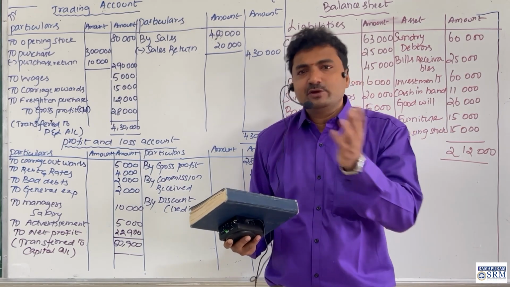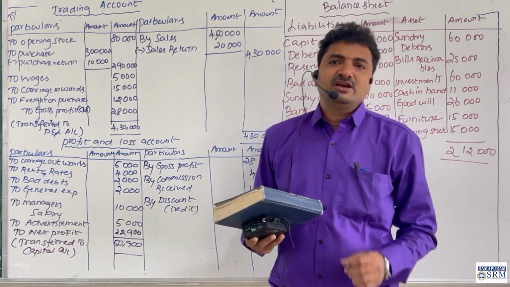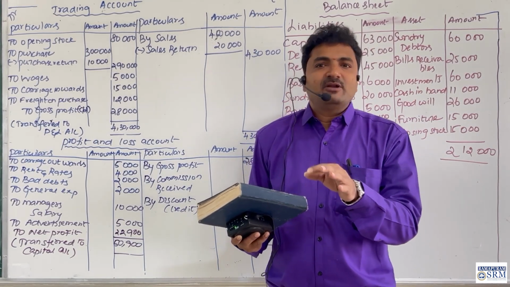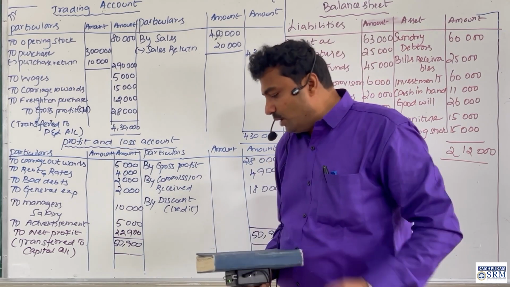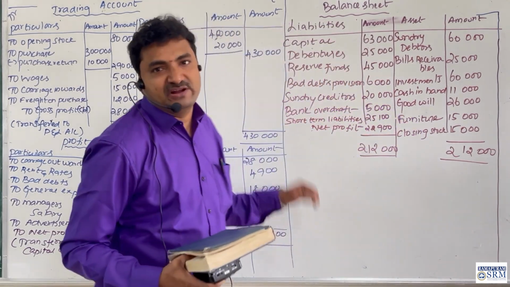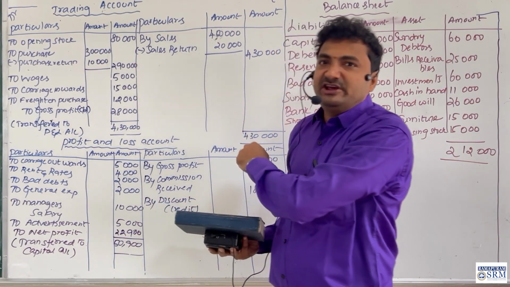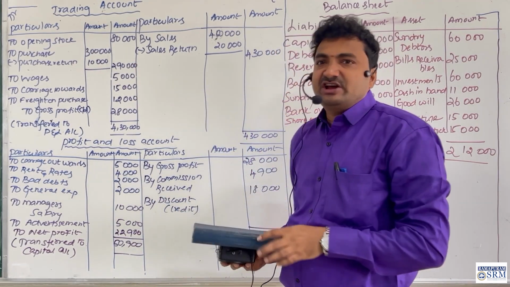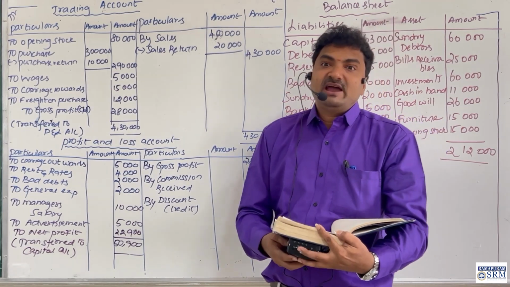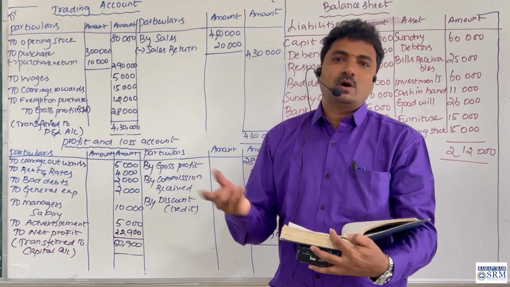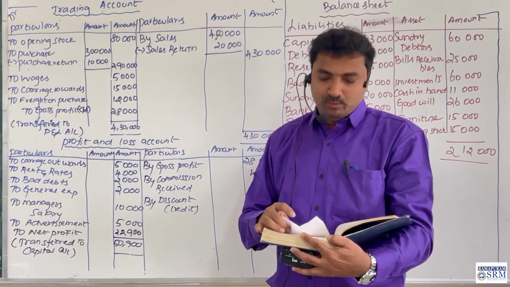You can ask another question: how to prepare a trading account? Okay, this is a common doubt that will happen for all the students. So on the debit side you have to input all the expenses. On the credit side you have to input all the income. So here you will have some doubt. Expense means what? Income means what type of income you have to input?